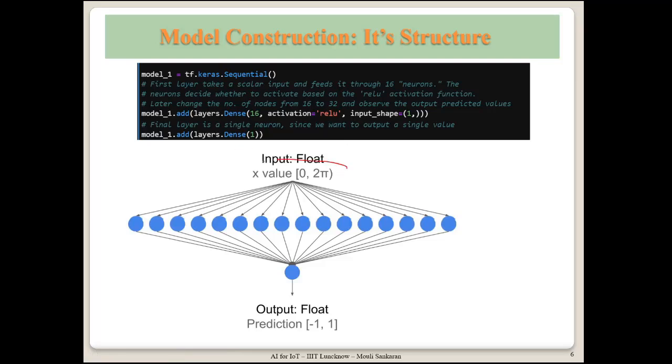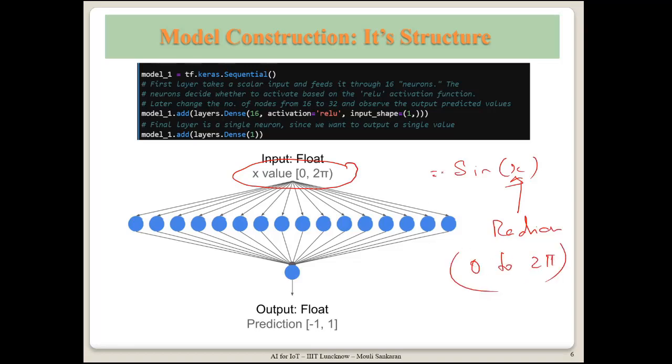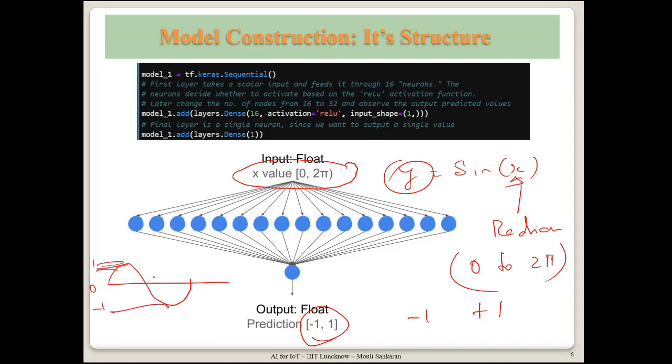Now what is the input? We are having sine x, we want sine x. So x has to be in radians, and that should be 0 to 2 pi. That should be the input, and the output should be within the range -1 to +1, because a sine wave always stays between -1 and 1. The values go from 0 to 2 pi, and then it starts repeating.